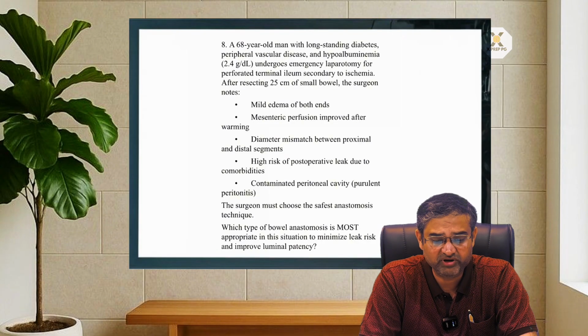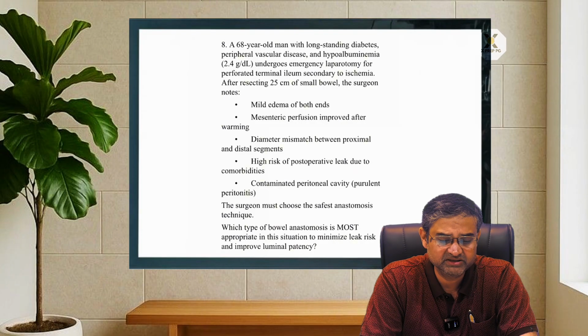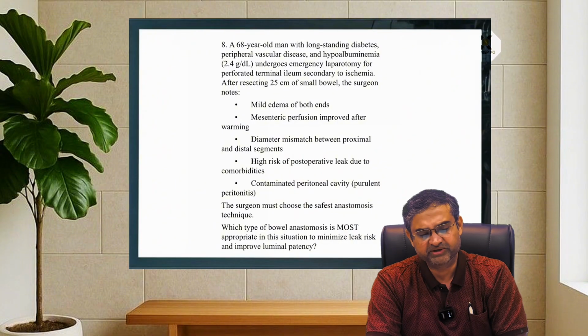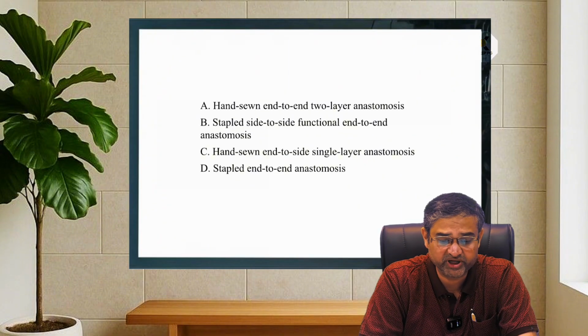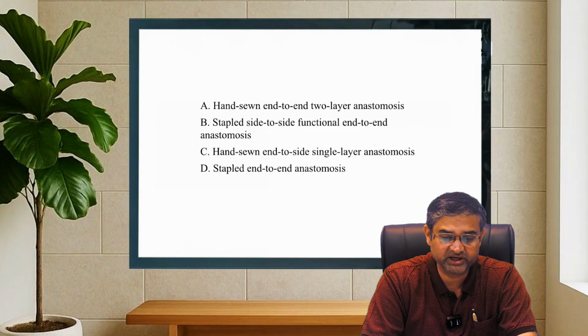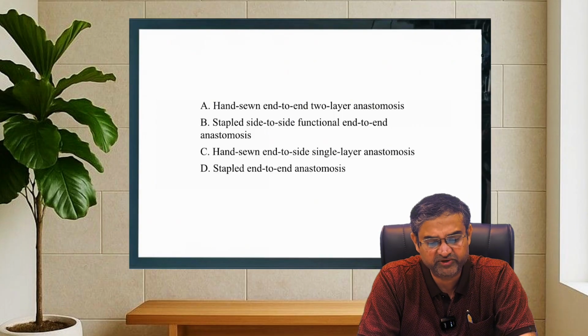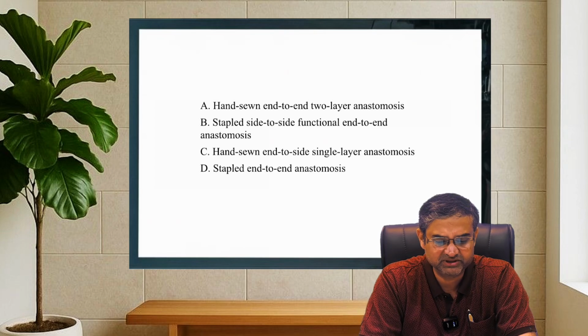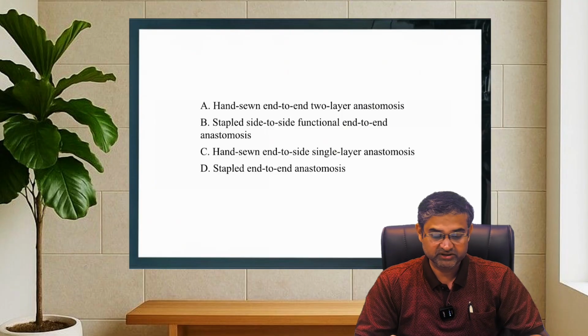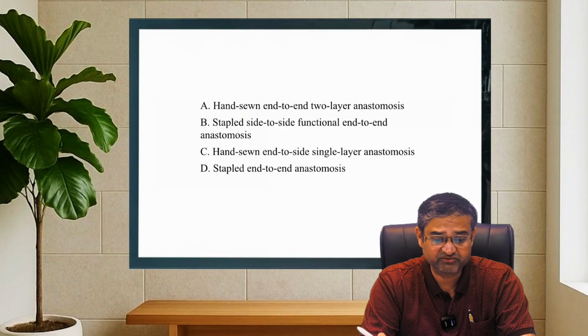Which type of bowel anastomosis is most appropriate in this situation to minimize leak risk and improve luminal patency? So there are four options: hand sewn end-to-end two-layer anastomosis, stapled side-to-side functional end-to-end anastomosis, hand sewn end-to-side single-layer anastomosis, stapled end-to-end anastomosis. So here the correct answer for this question is stapled side-to-side functional end-to-end anastomosis.